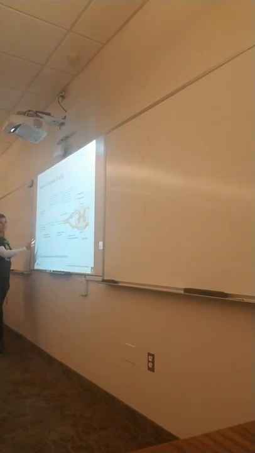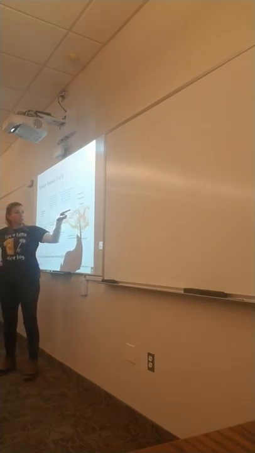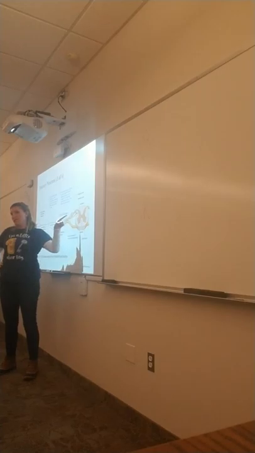Go ahead. Mm-hmm. So there's also a posterior spinal column, right? Mm-hmm. So is there sensory information going up there too? Yes, so the sensory information doesn't go up through the gray horn. It just synapses there. Okay.